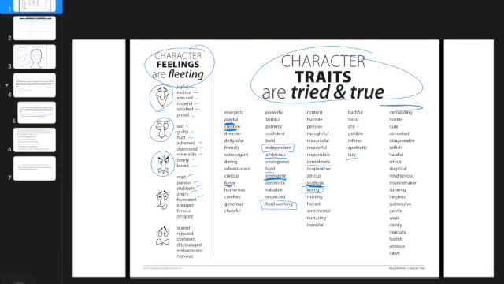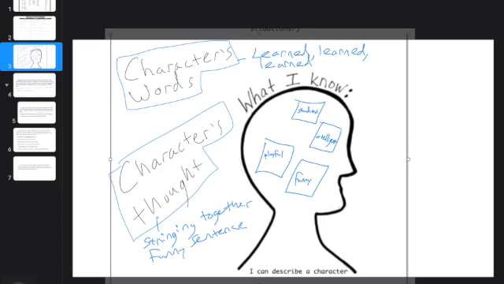So why I'm pointing out the element of character is because we are talking about character traits. And remember in yesterday's lesson I said character traits are tried and true. That means that character traits are a part of who you are at all times. And we talked about the girl from Out of My Mind, and we talked about looking at her words. So the character, she said, learned over and over. And we said that she was studious and intelligent. And character's thoughts, she was stringing together a funny sentence. So she's playful and she's funny.